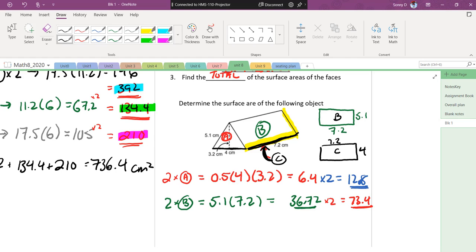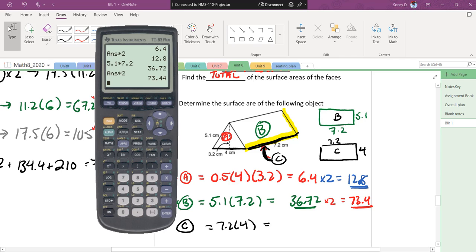Okay. Then the last side, side C. How many duplicates do we have of this side? 1. Yeah, 1. So we don't need to multiply by anything. We're just going to calculate the area of this side. So it's a rectangle. So it's length times width again, right? So we have 7.2 times 4. And hopefully you get 28.8. Okay?